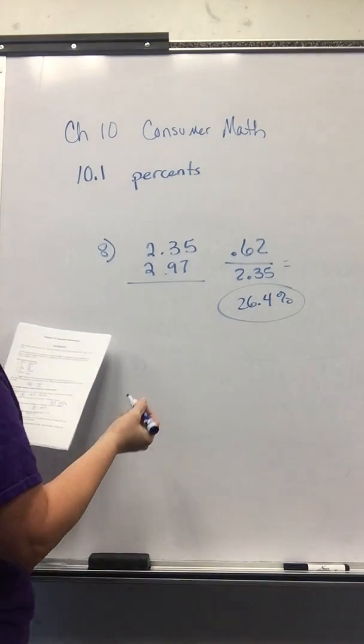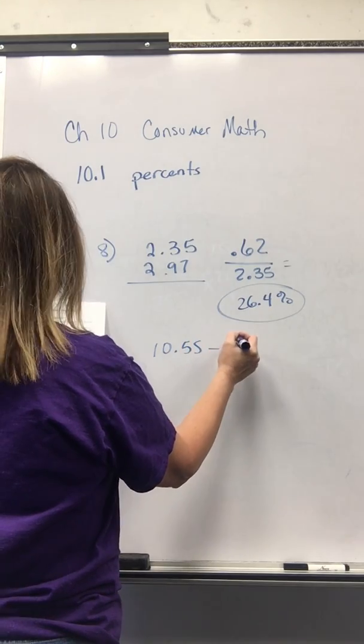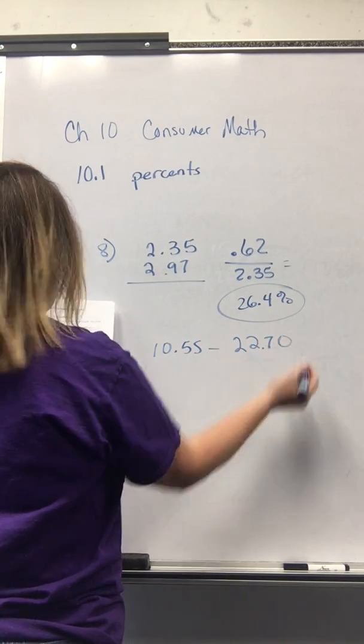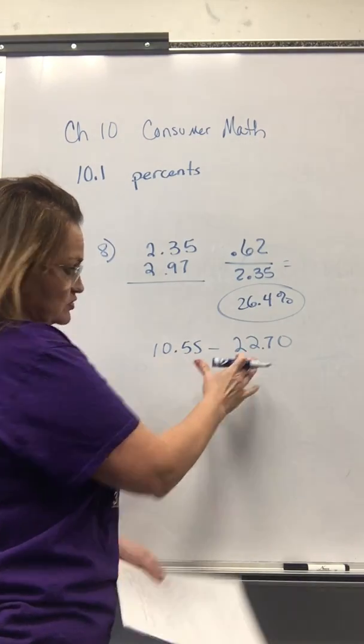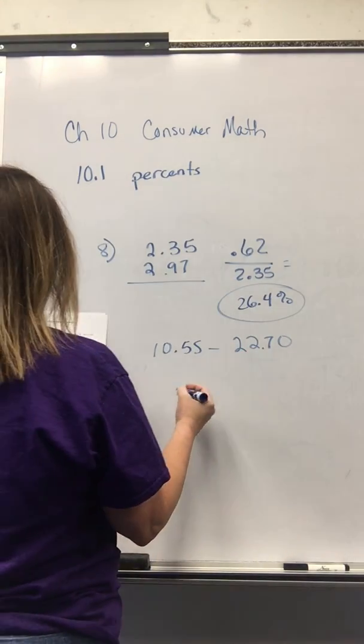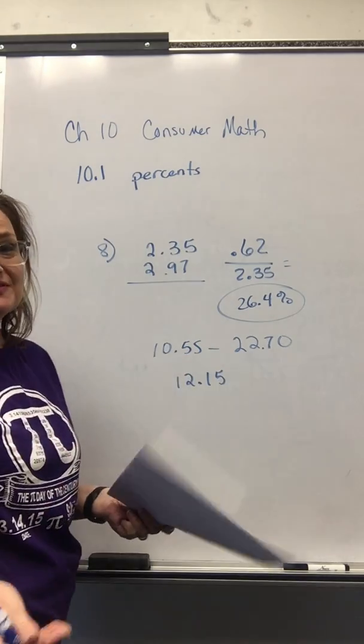The next example, Sue is getting a big raise. She's going from $10.55 up to $22.70. Big raise for her. So find the percent of change. Again, you subtract those two values. Using your calculator, you subtract and find out she's getting a $12.15 raise.